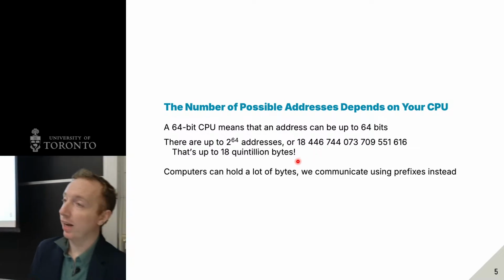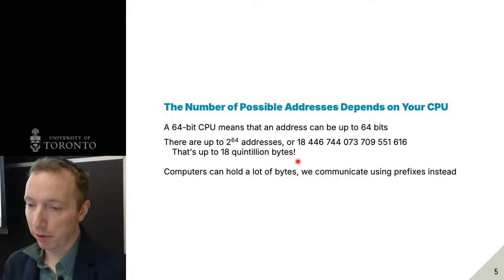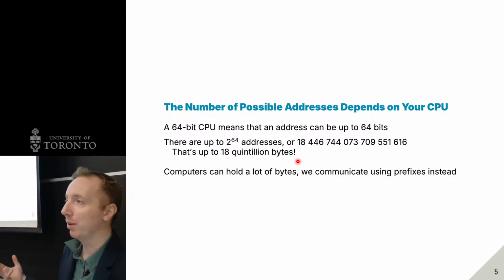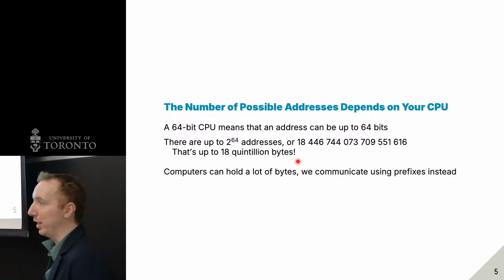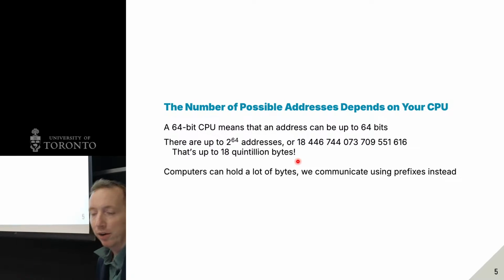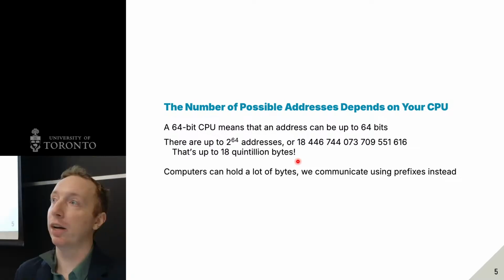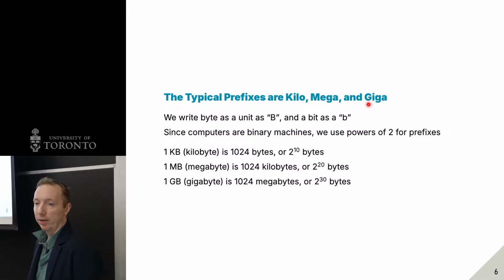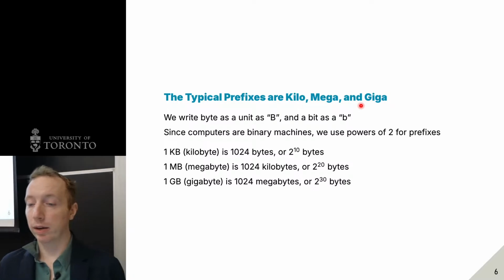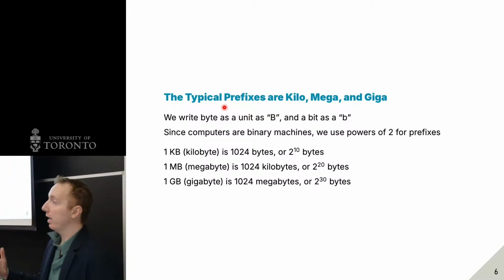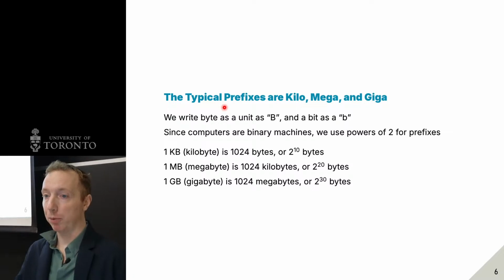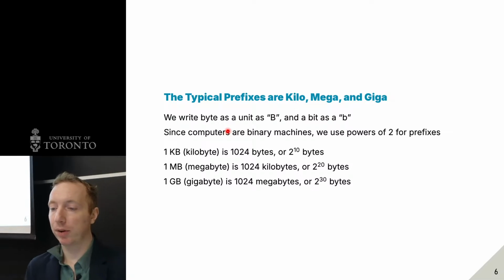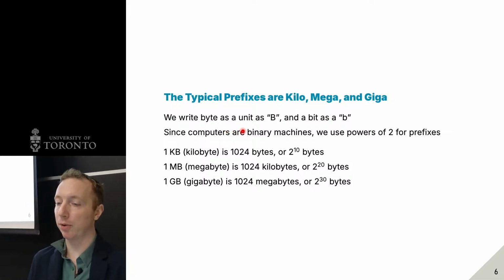So that is kind of a ridiculous number. You would never say anything like that. Everyone here has probably bought a computer at some point, and they refer to gigabytes and terabytes and things like that. So we typically communicate these numbers using prefixes instead. Typical prefixes we see are things like kilo, mega, and giga. To write a byte as a unit, typically we write it as a capital B and a bit as a lowercase b. Since computers are binary machines, we also use powers of 2 for prefixes.